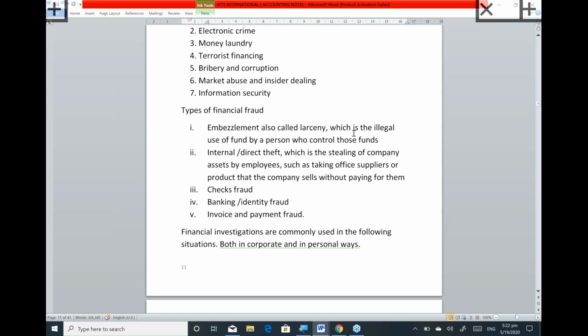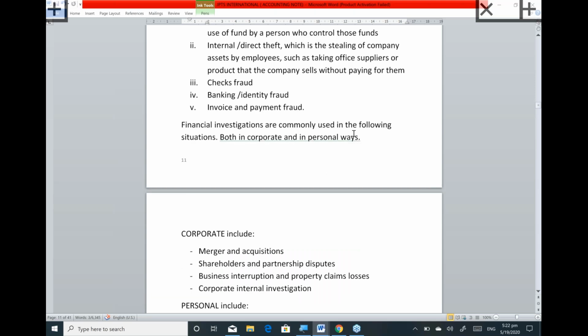Then we also look at check fraud. We also have banking or identity fraud, where people impersonate themselves to be the owner of the money and they are not. Then we have invoice and payment fraud, where people tamper with the invoice and payment. Then let's look at financial investigations. They are commonly used in the following situations, both in corporate and personal ways. The corporate ones include merger and acquisition. Some people make a lot of money from mergers and acquisitions just by declaring the wrong figure or taking bribes before the merger and acquisition.